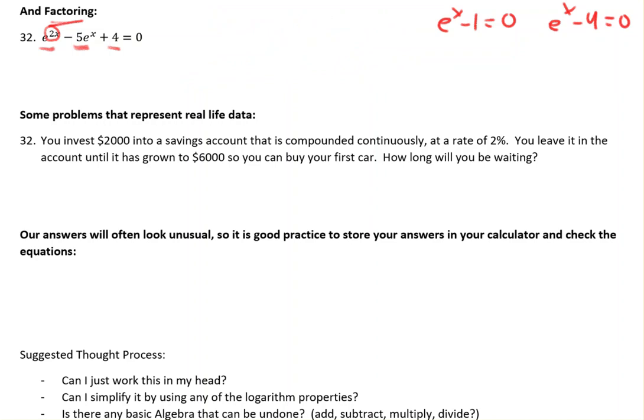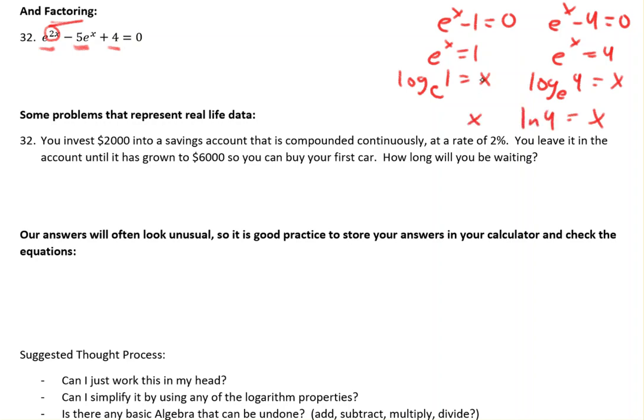Okay, so now that it's factored and I set each factor equal to 0, it looks more like some of the beginning questions. We could add 1 over here, add 4 over here. We could switch this from exponential form to logarithmic form by switching the 1 and the x and adding log, switching the 4 and the x. So here are our answers. x equals the natural log of 4, and x equals the natural log of 1.